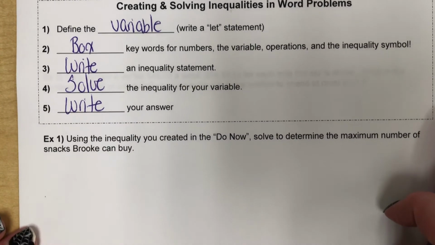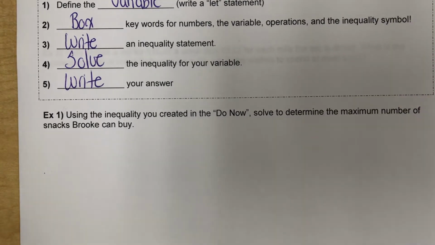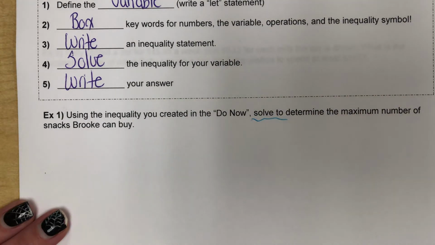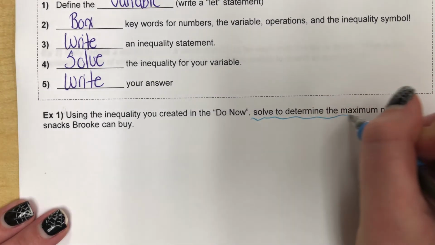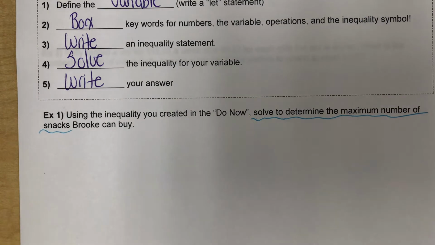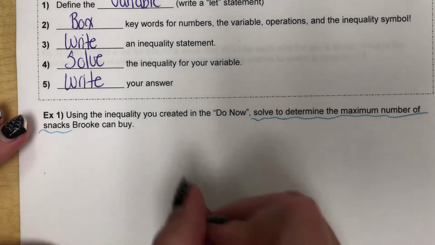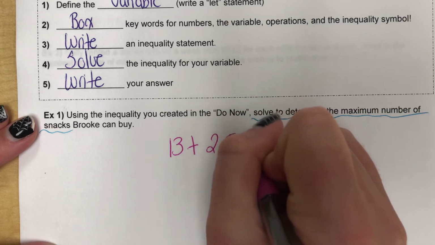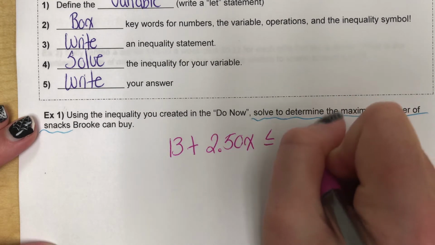Let's look at number 1 underneath. It says, using the inequality you created in the do now, solve to determine the maximum number of snacks Brooke can buy. So now I do want to solve that inequality from the do now so that I can figure out the maximum number of snacks that Brooke can buy. So I'm going to just rewrite our inequality. It was 13 plus 250x is less than or equal to 20.